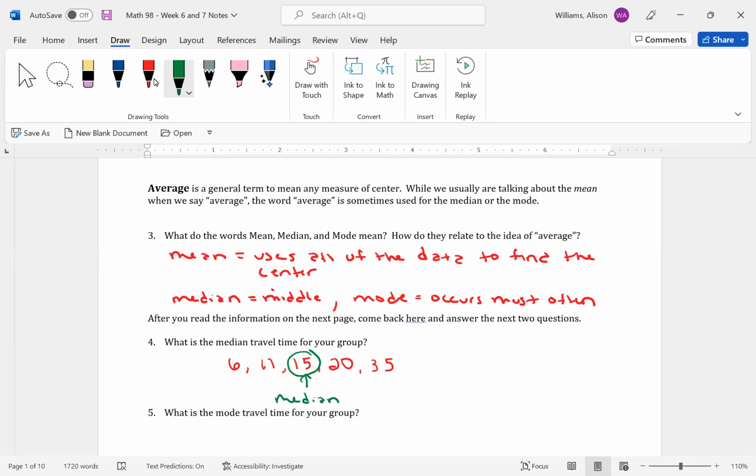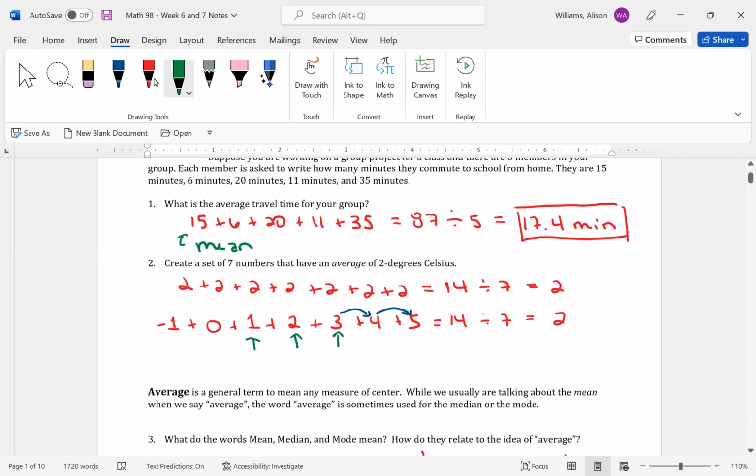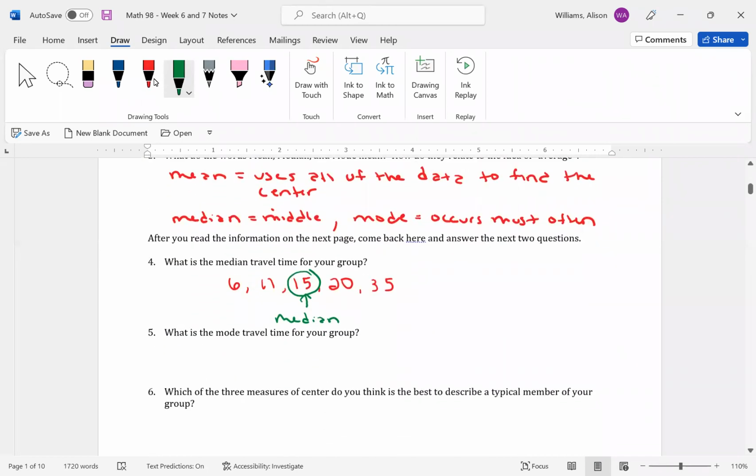Now comparing that to the mean was 17.4. They're not too far off. Okay, not too bad, right? Not too far. Okay, so what would be the mode for this? Well, the answer is there is no mode for our data set here, because nobody happened to have had the same amount of time that they traveled. So if there was, then that would have been the mode, but that happens a lot with mode.